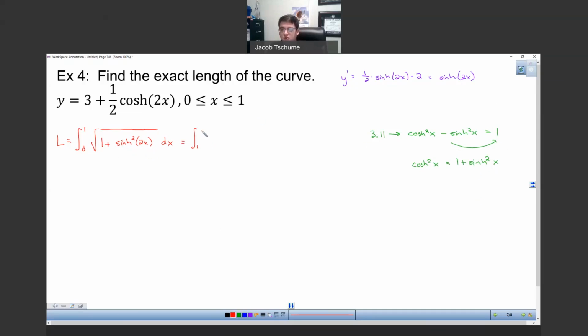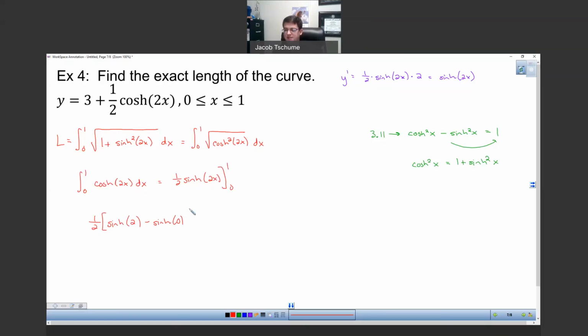So this would be the integral from 0 to 1 of the square root of hyperbolic cosine squared of 2x. But now the square root and the squared cancel each other, and you're just going to integrate from 0 to 1 the hyperbolic cosine of 2x. This can be done by doing the anti-chain rule, which will give you a result of 1/2 the hyperbolic sine of 2x evaluated from 0 to 1, which will give me 1/2 times the hyperbolic sine of 2 minus the hyperbolic sine of 0.